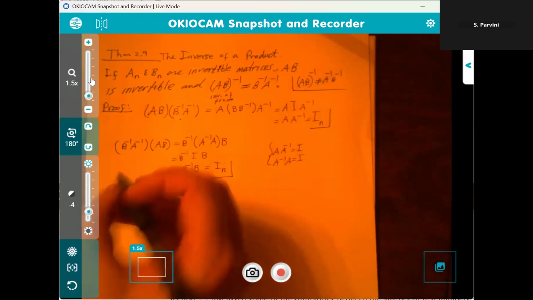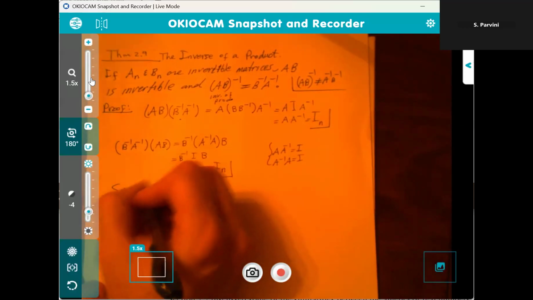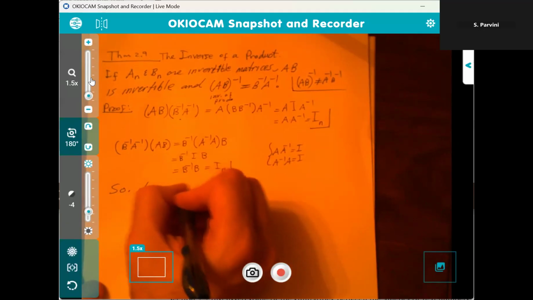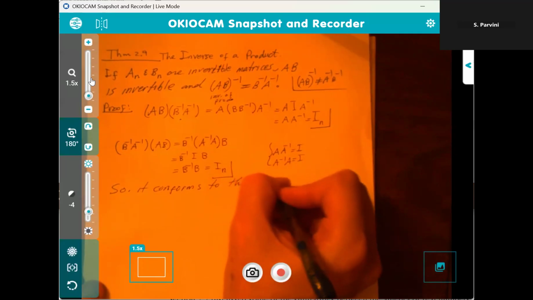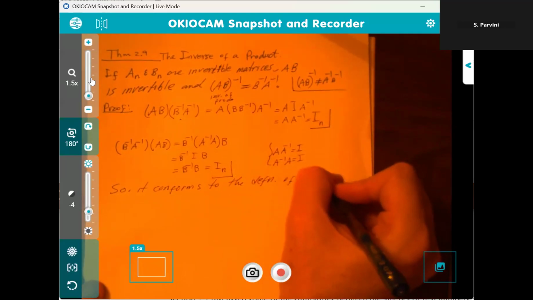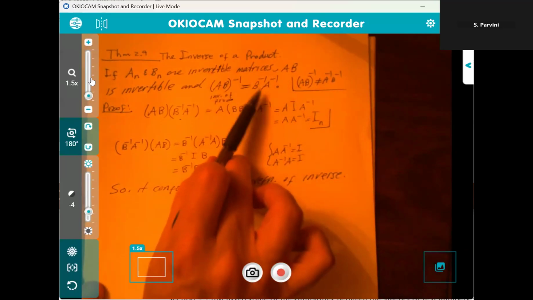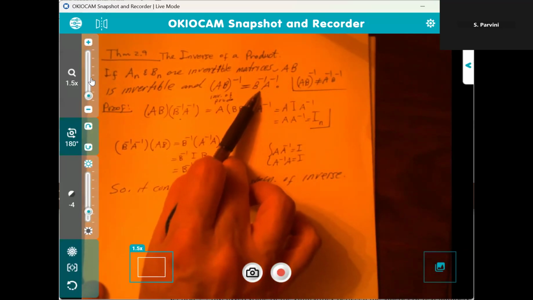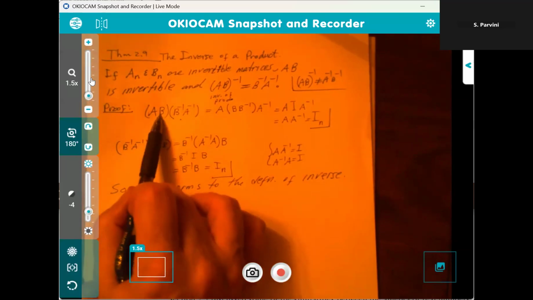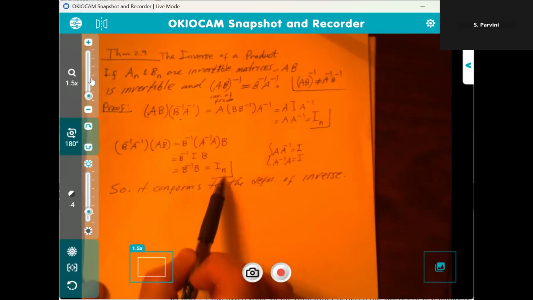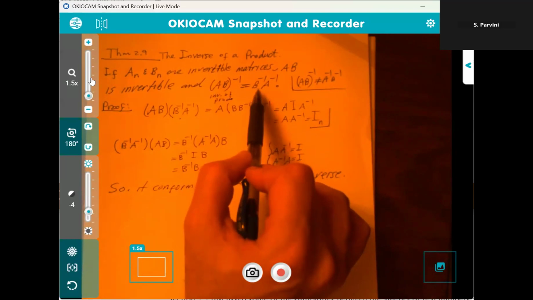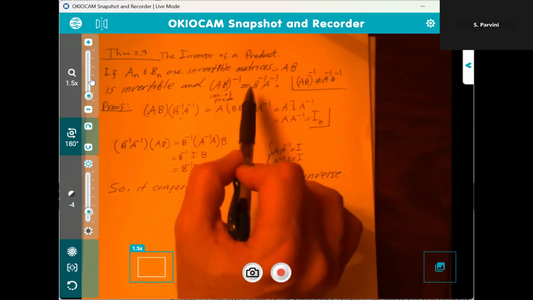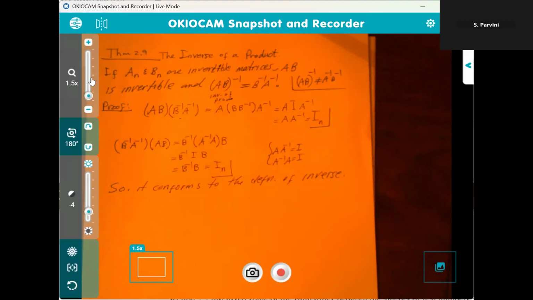It works. So I'm just going to say, so it conforms to the definition of inverse. What conforms? The right side. This conforms to the definition. This was the definition. This times this should be I. This times this should be I. It conforms to the definition. So the right side of this theorem has to be the inverse of the product. We're okay on that, everyone?